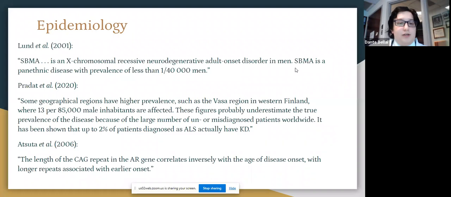Some geographical regions actually have a higher prevalence of Kennedy's, interestingly, and one of the most commonly cited examples in the literature is the Vasa region of Western Finland, where 13 per 85,000 male inhabitants are affected by this condition. These figures probably underestimate the true prevalence of the disease because of the large number of misdiagnosed patients worldwide. It has been shown that up to 2% of patients diagnosed with ALS actually have KD. We're going to talk about that in a little more detail coming up.